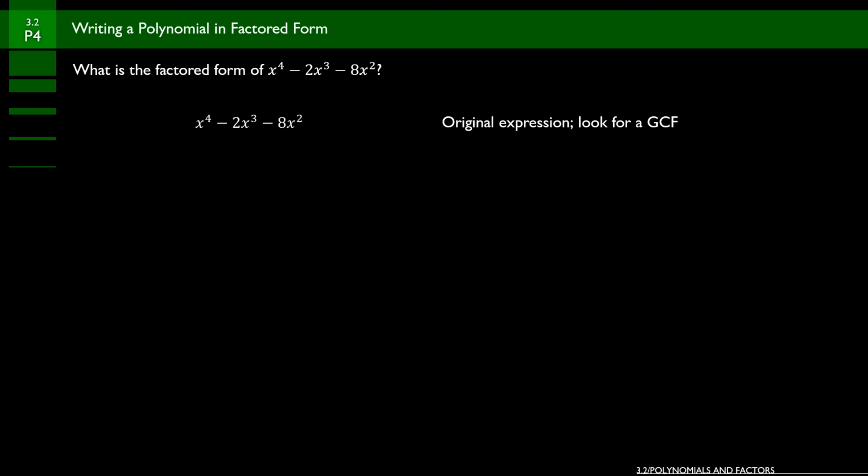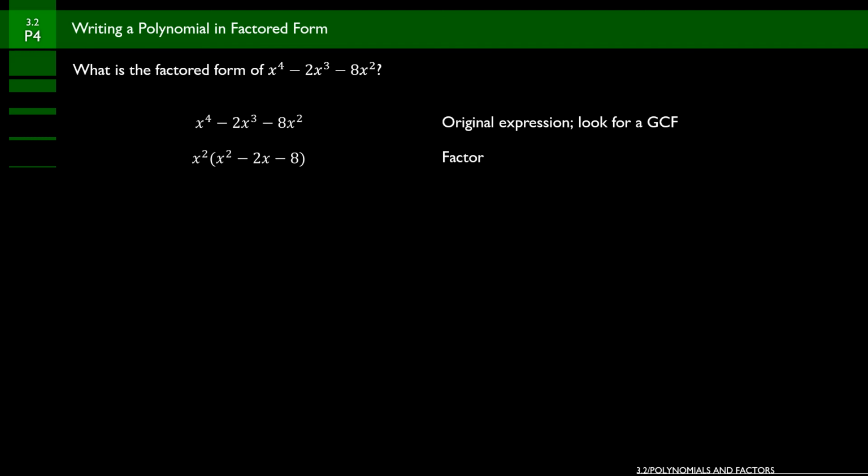So we've got x to the 4th minus 2x cubed minus 8x squared. Again, start with looking for a GCF. In this case, we've got 4 x's, 3 x's, and 2 x's. So we can pull out an x squared from that expression. When you pull the x squared out, you're left with x squared minus 2x minus 8. Now remember, keep that x squared on the outside because that is actually going to be 2 of our solutions.